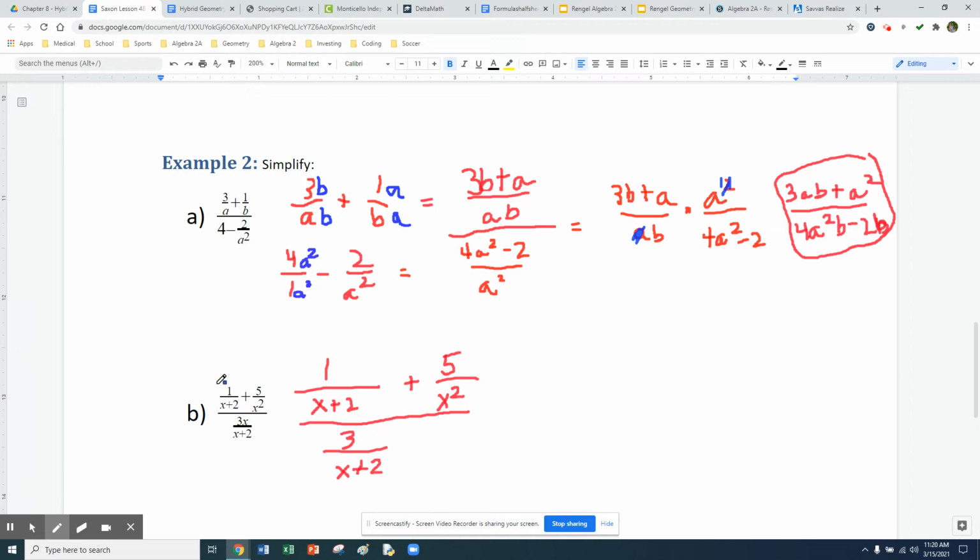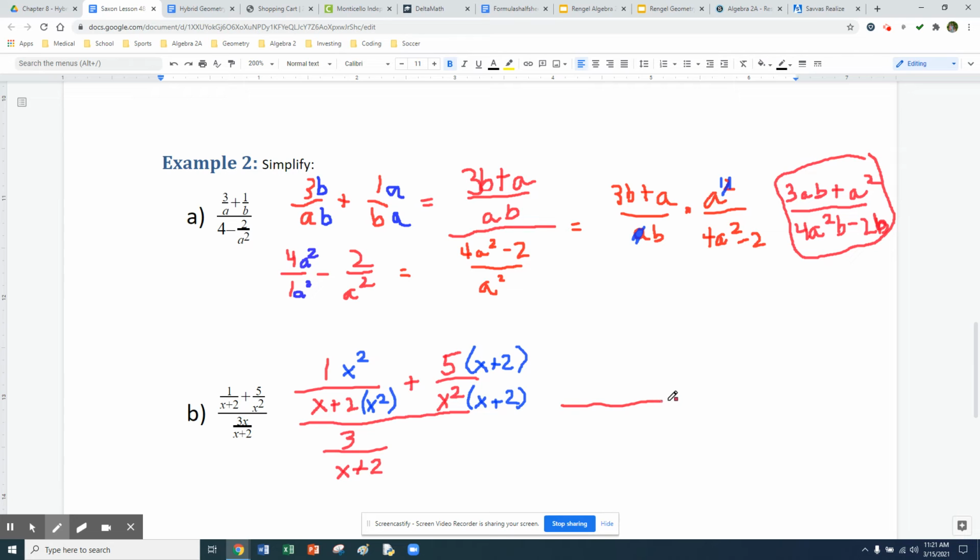Moving on to my second complex fraction, I've got 1 over x plus 2 plus 5 over x squared. So these are not like denominators. And the only way to make them like denominators would be to multiply them together. So I can make like denominators by introducing an x squared factor to that fraction. And then this fraction, I would introduce the x plus 2. So now I've made the denominator x plus 2 times x squared, and over here I've made it x plus 2 times x squared. So we're going to have now a common denominator.